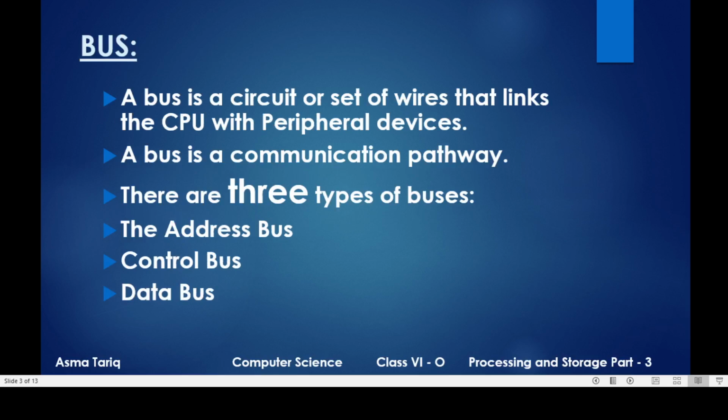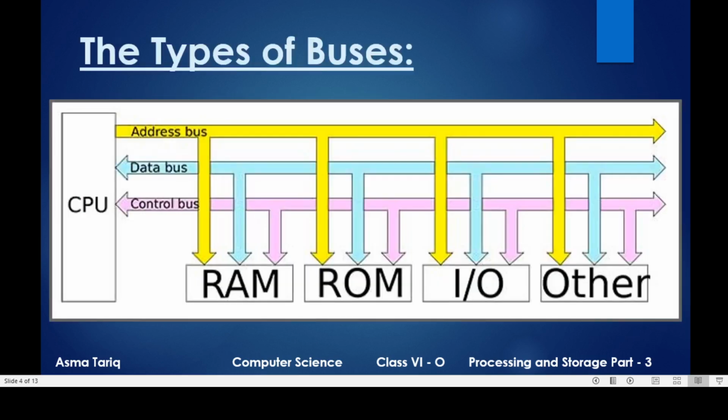What is a bus? A bus is a circuit or set of wires that links the CPU with peripheral devices. A bus is a communication pathway. There are three types of buses: the address bus, control bus, and data bus. This is the diagram that shows the functions of the buses in computer architecture.